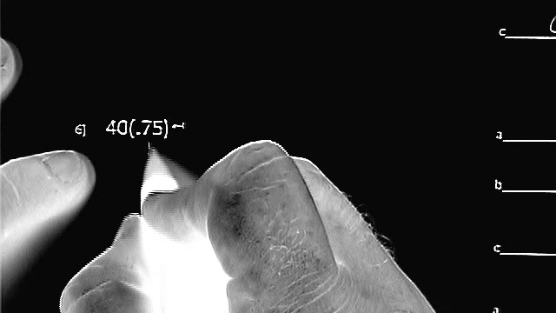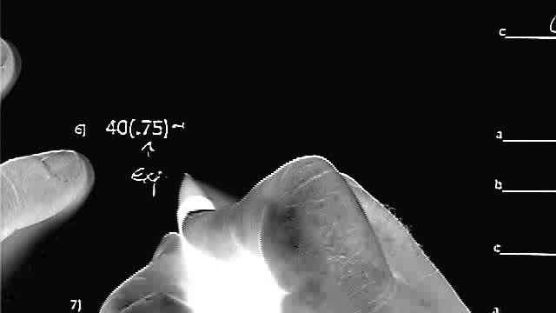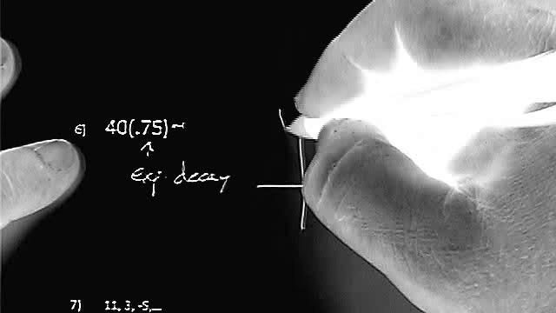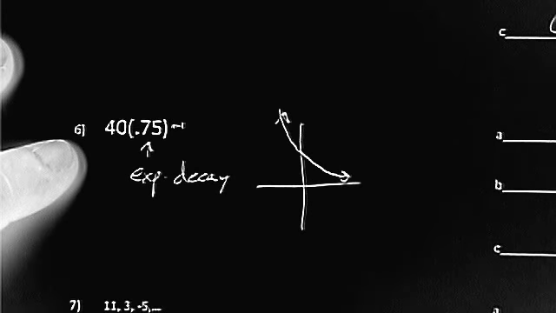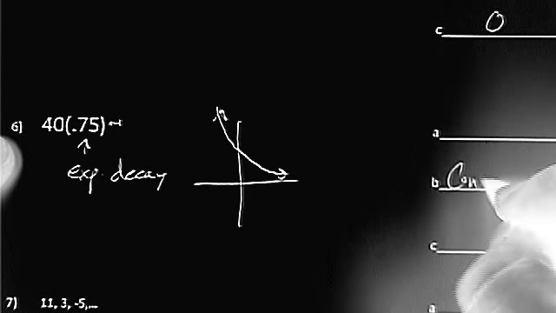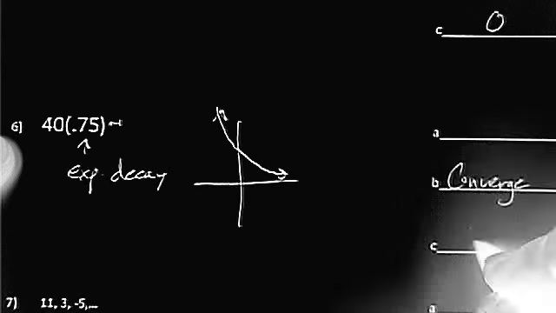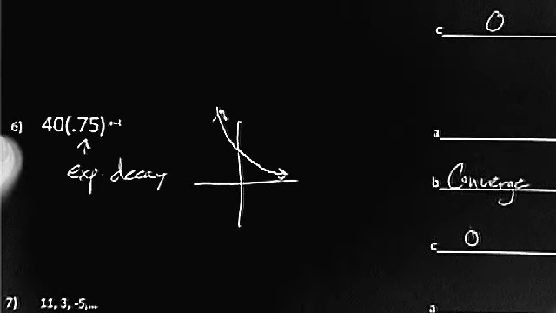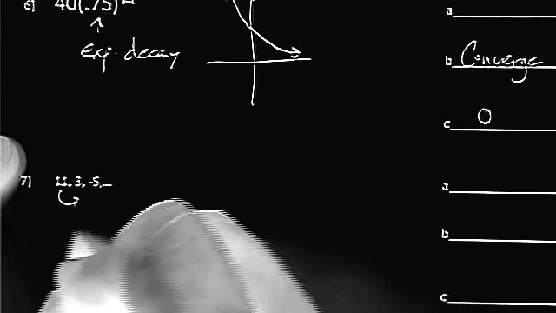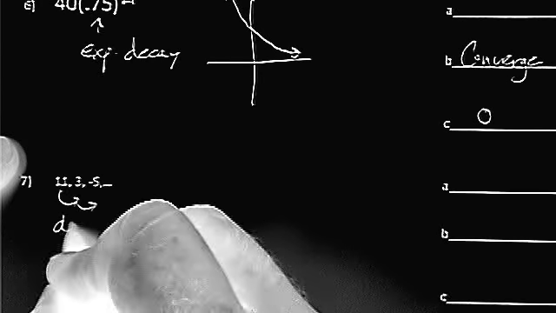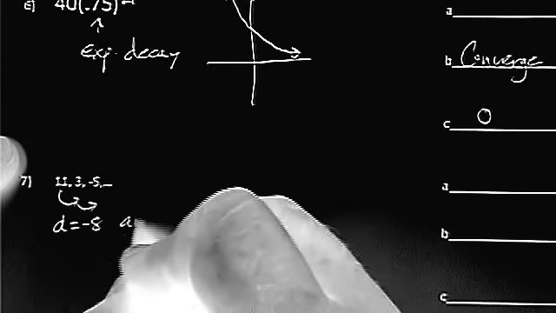This is obviously exponential decay. So since that's happening, understand what the picture is going to look like. The picture we draw is going to look something like this. So hopefully everybody's saying, oh, that's going to converge to zero. Okay. This one looks like it's going down by 8, right? So that's constant difference negative 8. That's arithmetic.